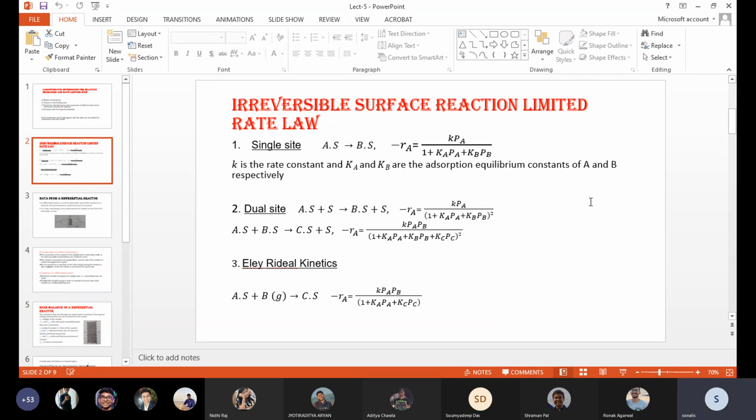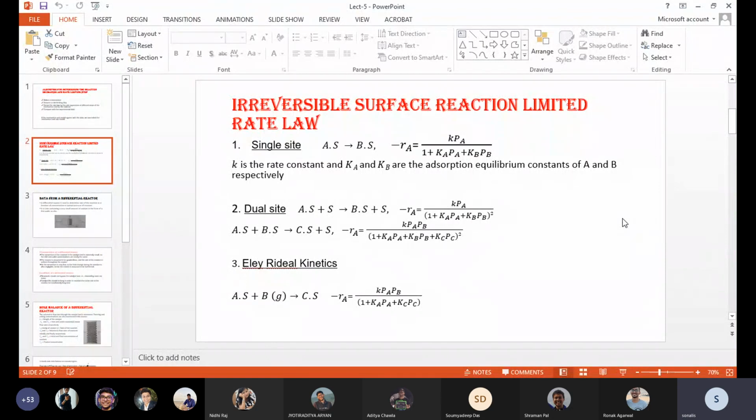Now, you know, all the species are adsorbed on the sites, whether it is only A and the product also B, both are adsorbed. Here again the reactant A and product B both are adsorbed. Here again the reactants A and B and product C all are adsorbed. So this type of mechanism is coming under the Langmuir-Hinshelwood kinetics, where all the species are adsorbed while the reaction happens.